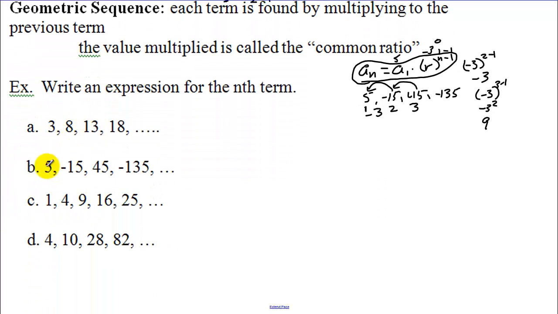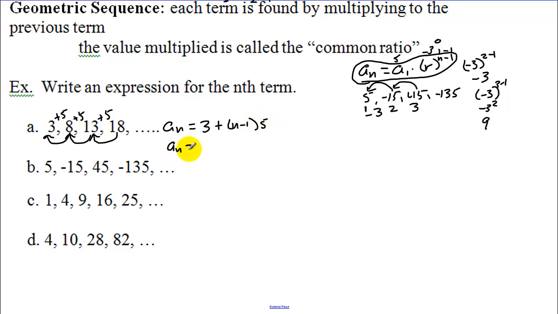Well, we've already kind of covered A and B, but let's look at what's happening here. We're adding 5, adding 5, adding 5, and keep on going. So A sub n, it says write an expression for the nth term, equals A sub 1, which is 3, plus n minus 1 times the common difference. So we have 8 minus 3 is 5, 13 minus 8 is 5, 18 minus 13 is 5. Those are all 5s. So the common difference is 5.